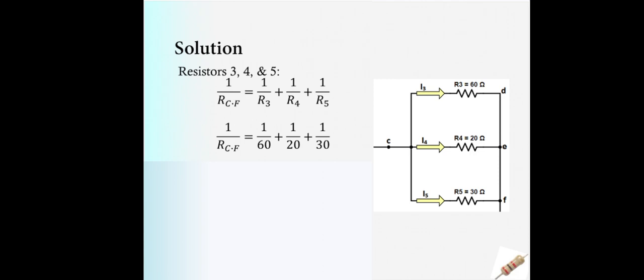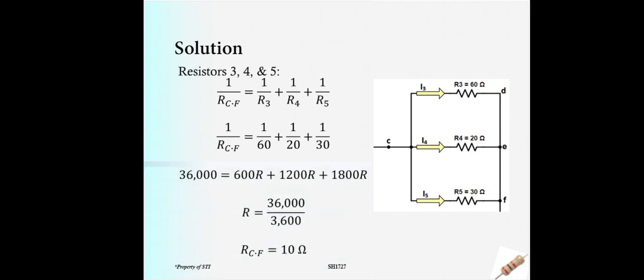Okay? And for resistors 3, 4, 5, the same process applies. For resistor 3, we have 60 ohms. Resistor 4, we have 20 ohms. And resistor 5, we have 30 ohms. Okay? And simplifying that, we get approximately 10 ohms for the resistors from point C up to point F. Now, to add all the resistance, we get 11 ohms.